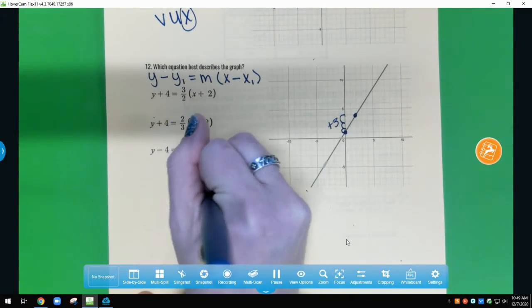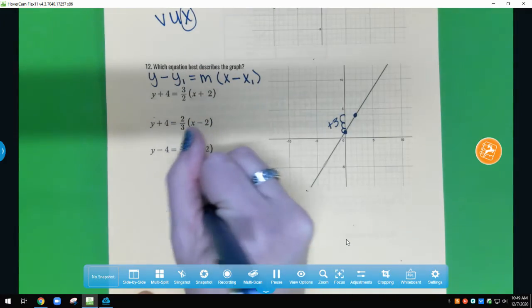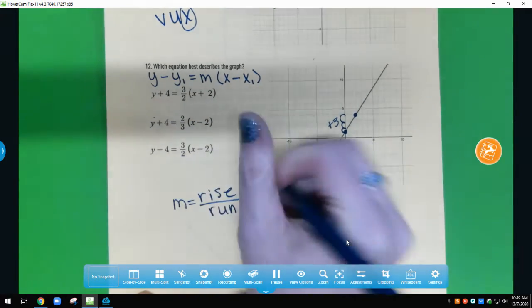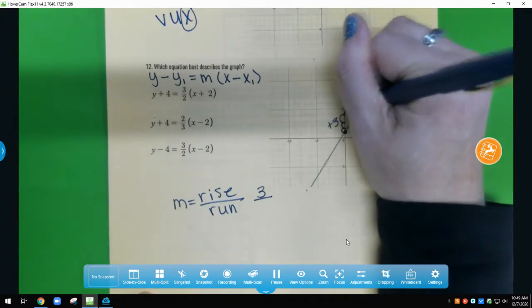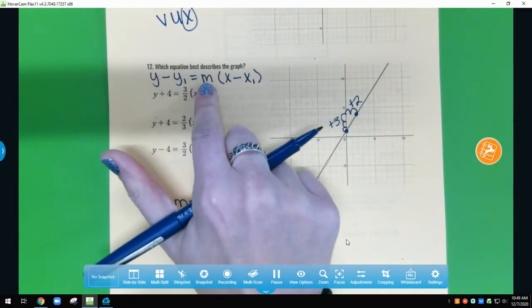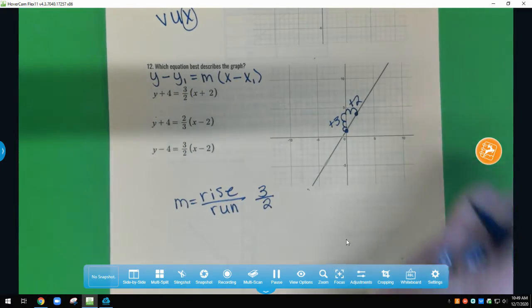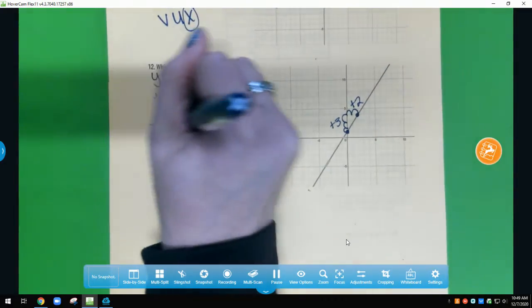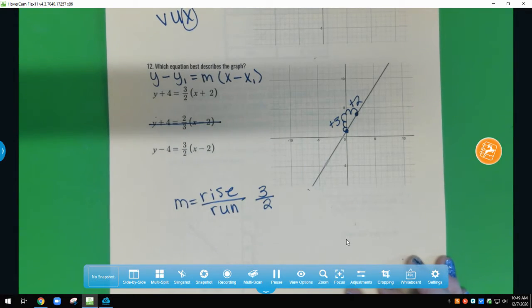So remember, slope on a graph is rise over run. So I have 3 over 1, 2, 2. So my m should be 3 over 2. So I can get rid of this second answer choice.